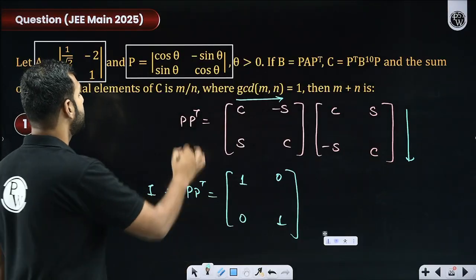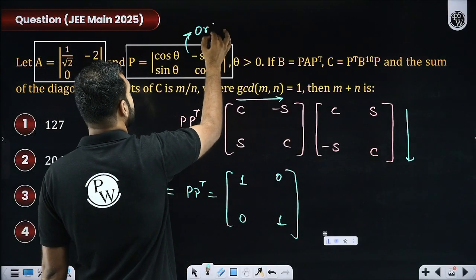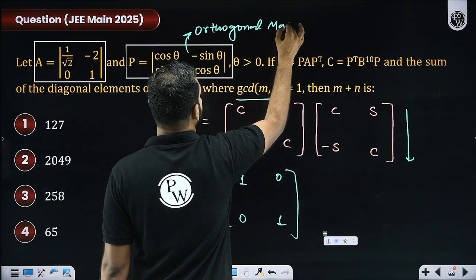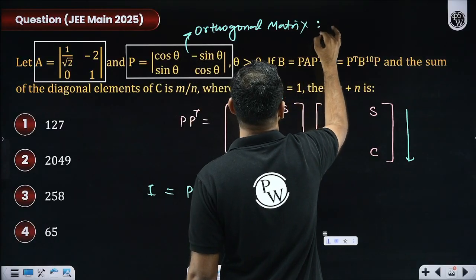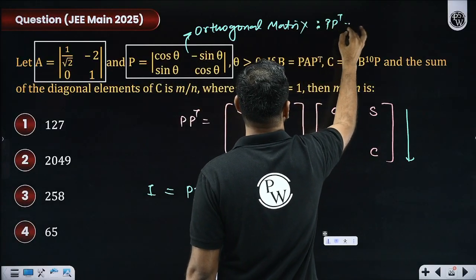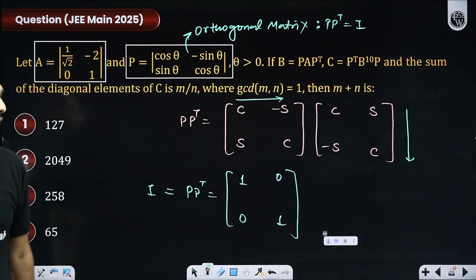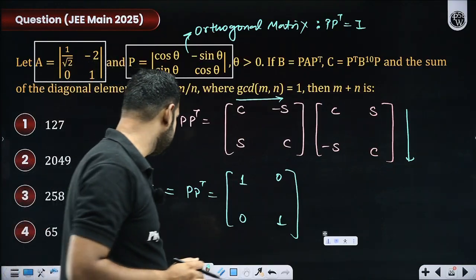So P here is your orthogonal matrix. P here is your what? Orthogonal matrix. I hope everybody knows that. Orthogonal means P when multiplied by its transpose will give you an identity matrix. Everybody remember that? So I am requesting you to remember it as a general result.